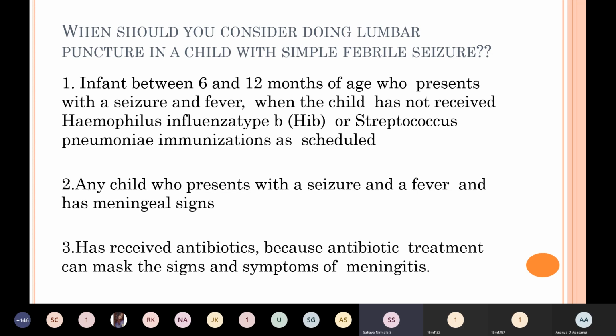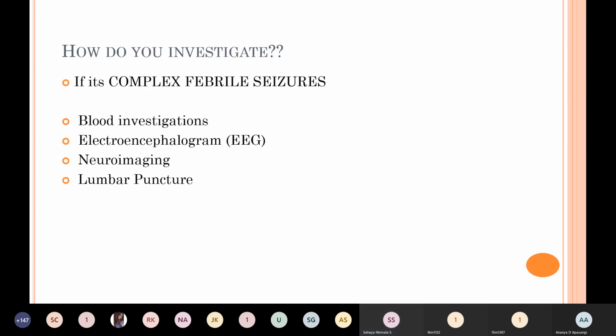And any child with seizure and fever, and if he has meningeal signs, then do the LP. If some child with fever and seizure was admitted outside, received antibiotics and then has come to you, then better to do the LP, because antibiotics may sometimes mask the meningeal signs. So when you examine this child, you may not get any meningeal signs. So better to do the lumbar puncture.